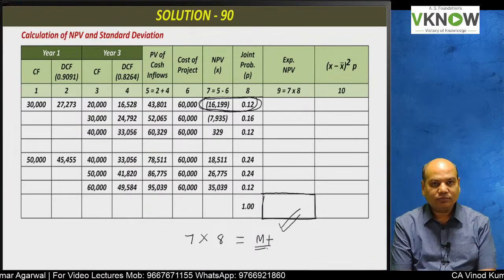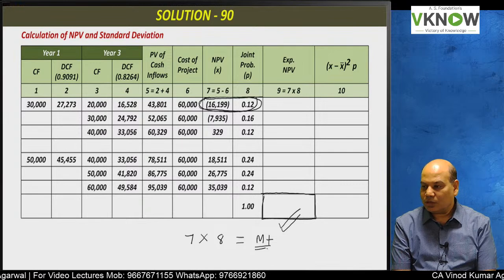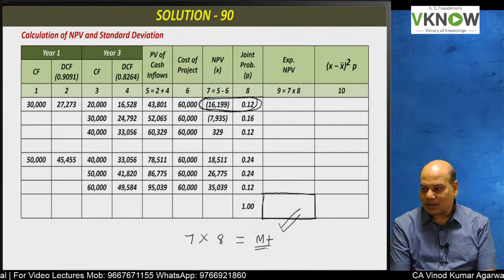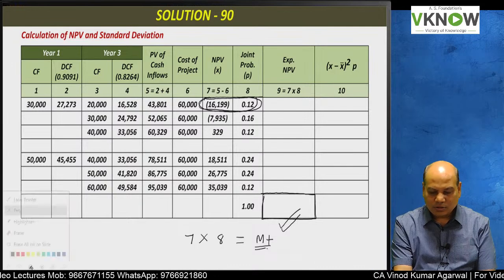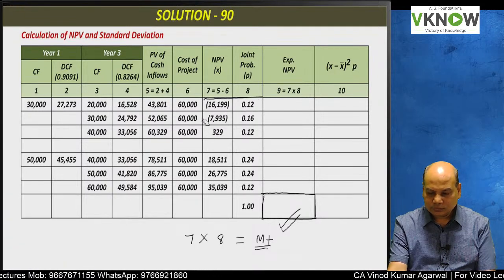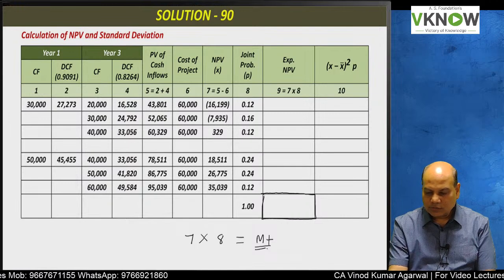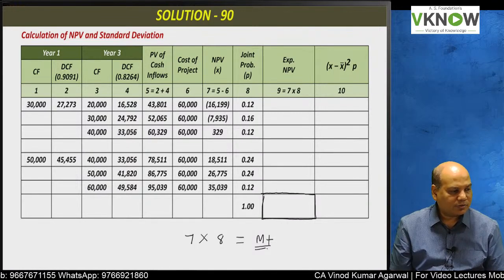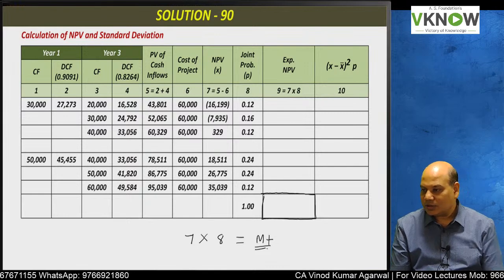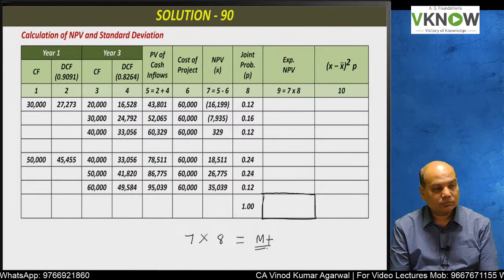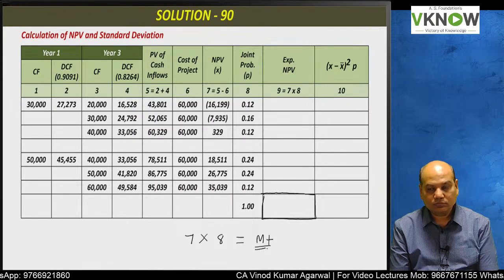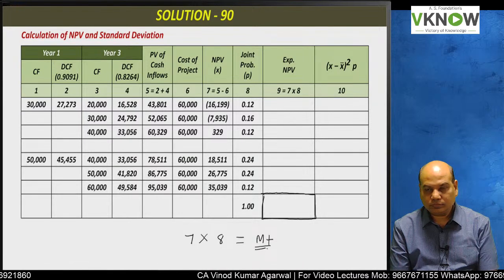I'll wait. Column number 7 into column number 8 figures, please multiply and also take the total. Let us see who will give me the correct answer first. Correct answer, and it should be first.